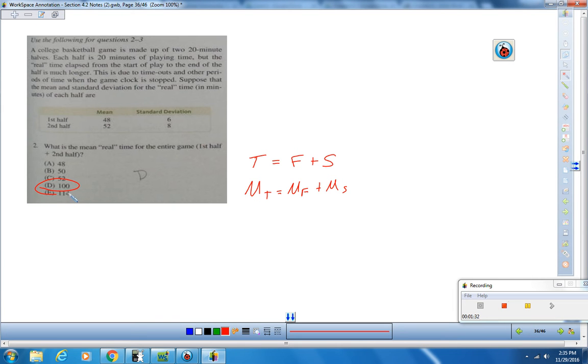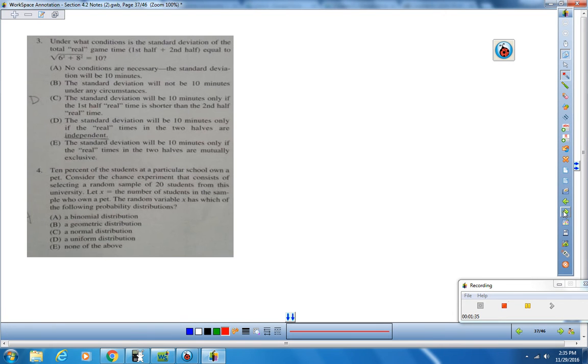Now the next question is asking under what conditions would the standard deviation of the time be equal to the square root of the variances. Remember, first half plus second half was equal to the time, correct? So the variance of the time should equal the variance of the first half plus the variance of the second half. The only time this is true is if they are independent of each other. That's the big word here.